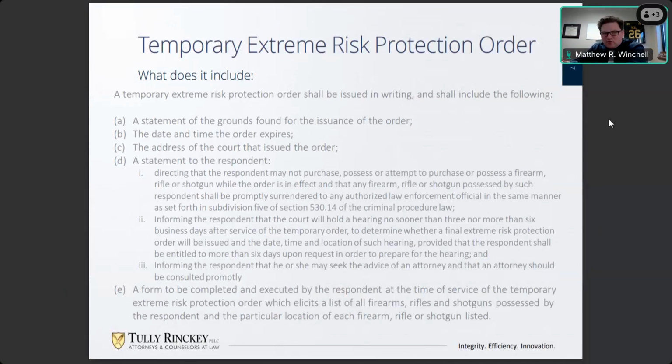The date and the time the order expires, the address of the court that issued the order so that the respondent knows where to go, and a statement to direct the respondent, of everything that is listed on the screen, basically that you can't possess, attempt to possess, or use any type of rifle, shotgun, or firearm.